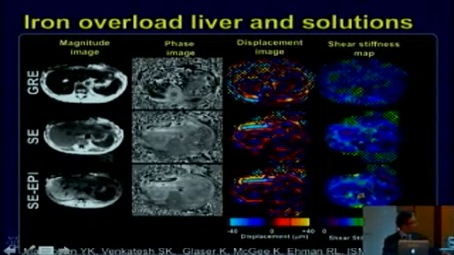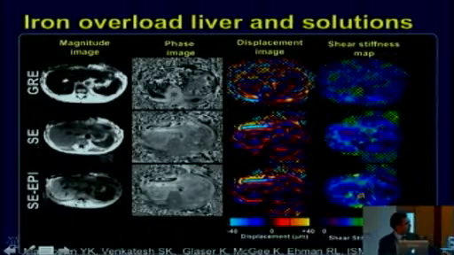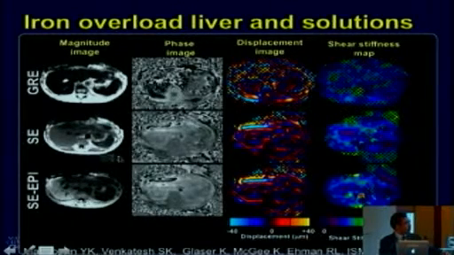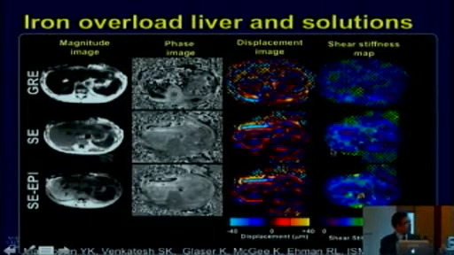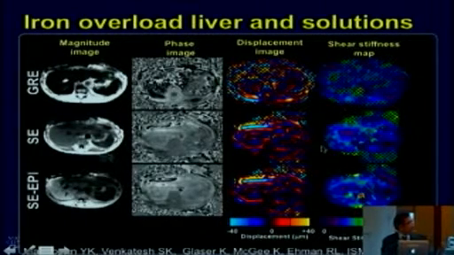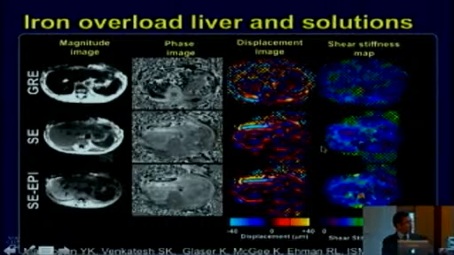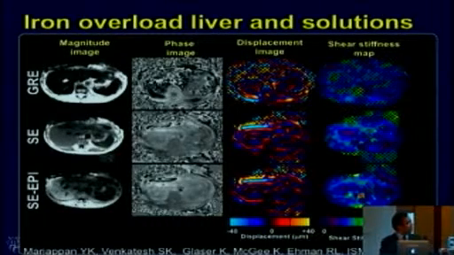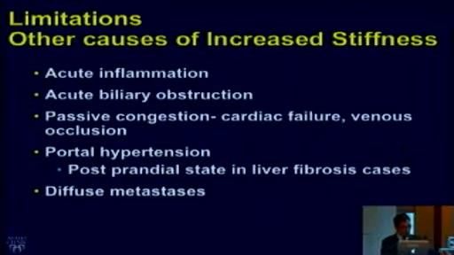These are research scans. We have come up with different techniques to improve the signal in these iron overload livers. Mind you, the technique failure is not because the shear wave does not go. The shear wave does go through the liver. It's just that the shear waves cannot be seen because of the low signal coming from the liver.